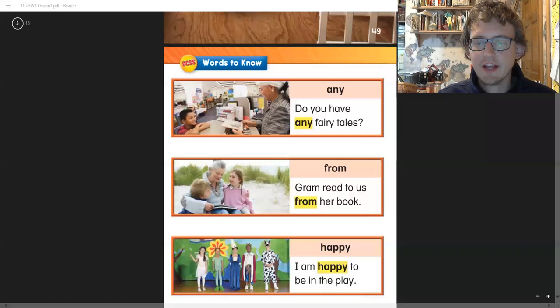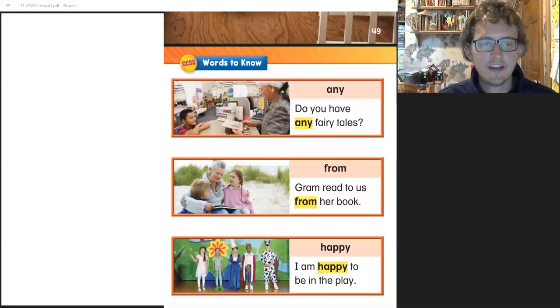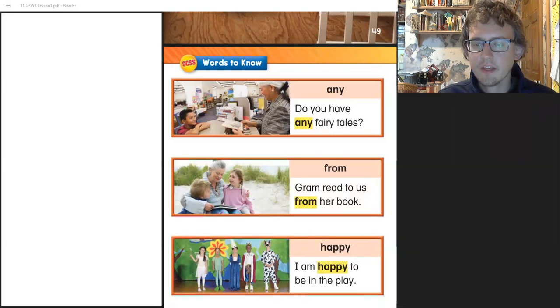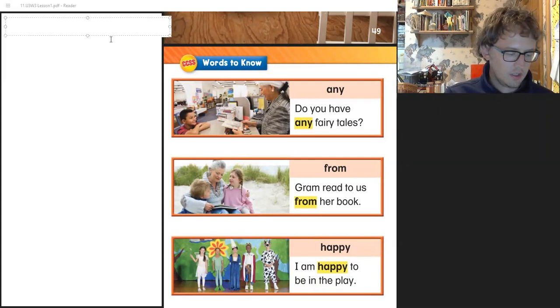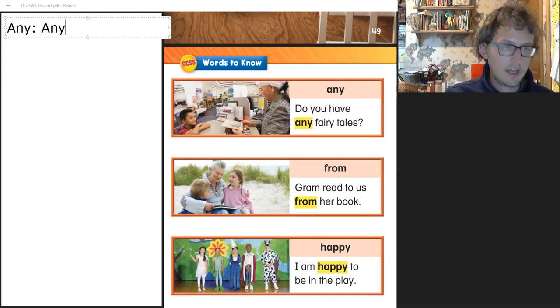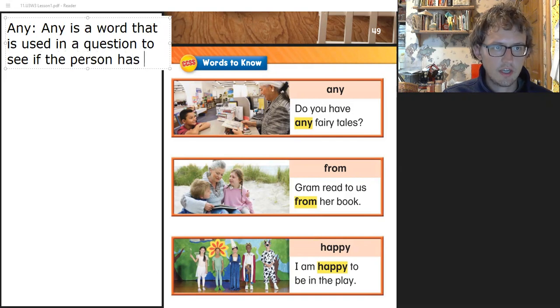Okay, today, because it's the first day, we will be learning new words. Okay, so now let's start with our first new word. The first new word is any. Any is a word that is used in a question to see if the person has what you are looking for.